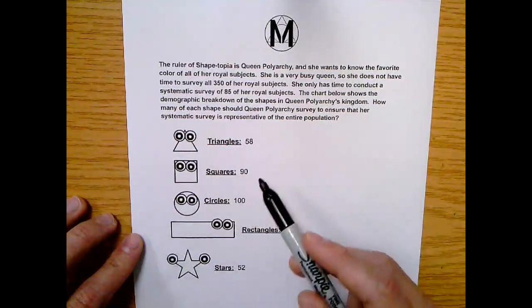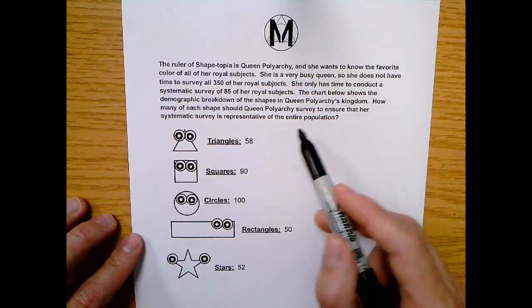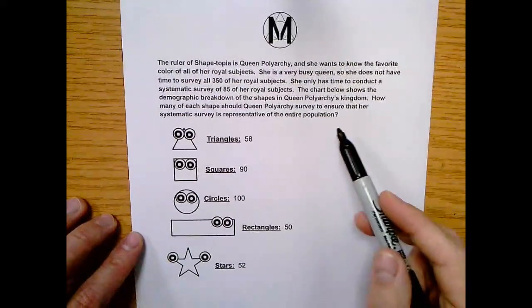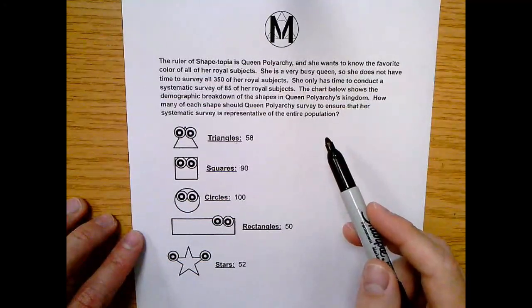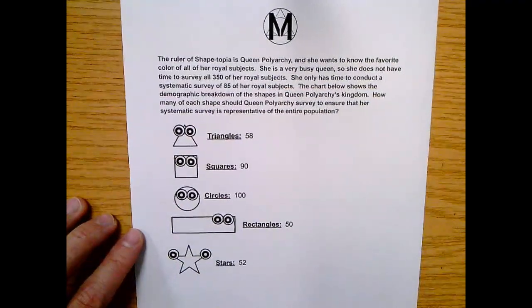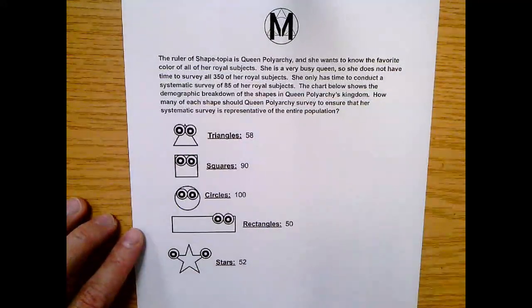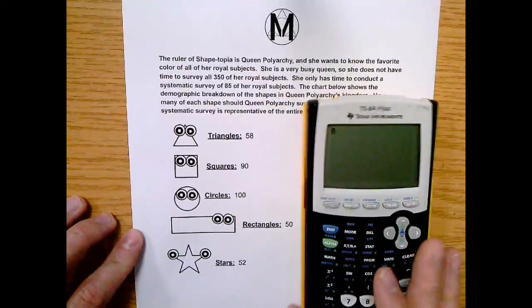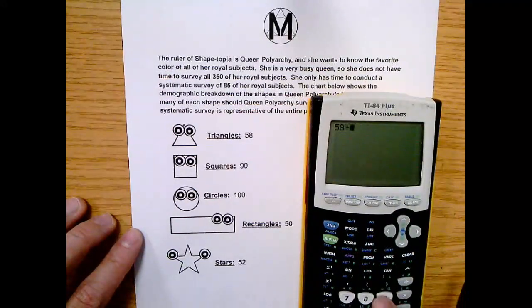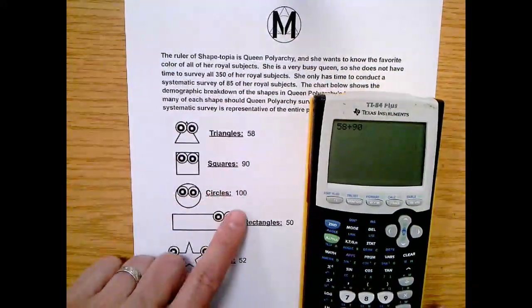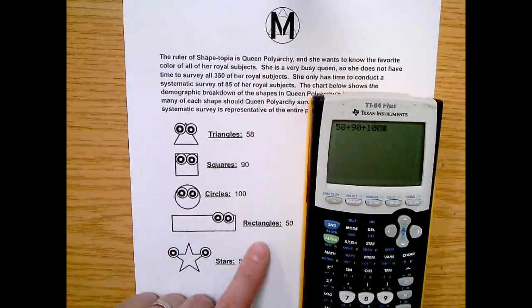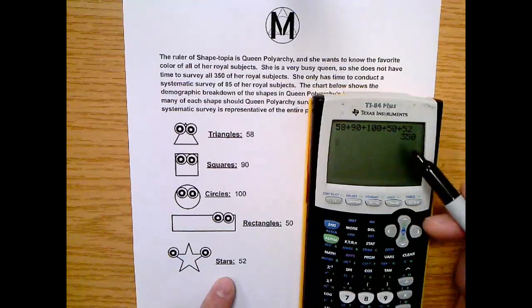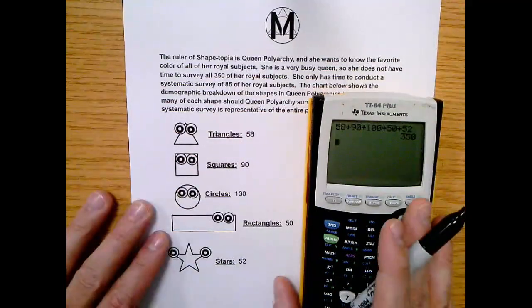So let's rewind this a little bit. The entire population, that's referring to the 350 subjects, okay? So these 350 subjects, it's these people right here. And if you're not quite sure, you can just quickly check that. You can go 58 plus 90, that's the squares, plus the circles, plus 100, and the rectangles, plus 50, and my favorite, the stars. And it gets 350, so you can see that is the entire population.